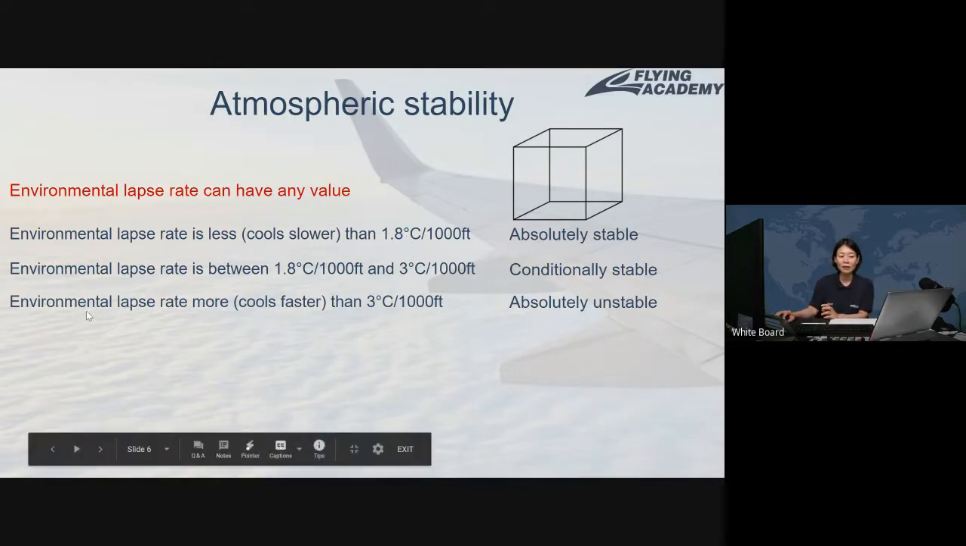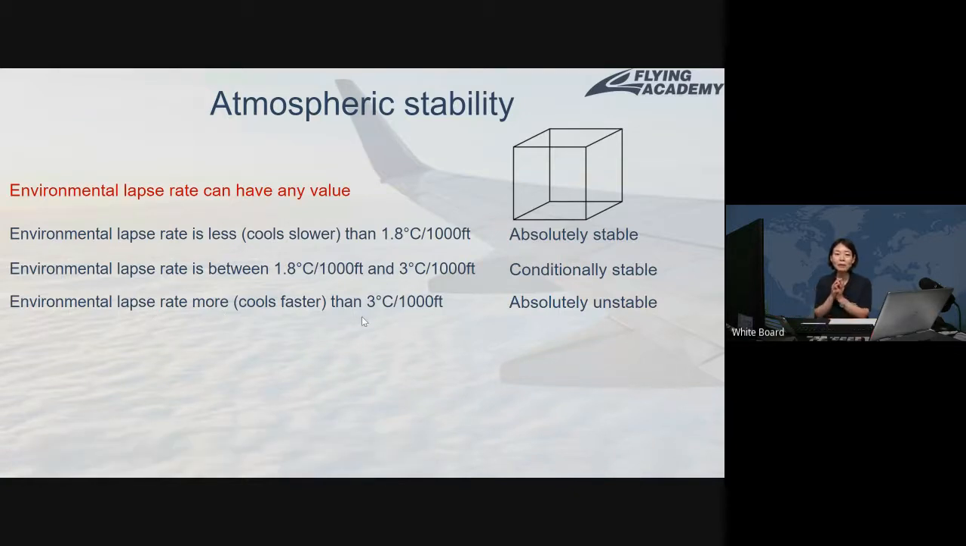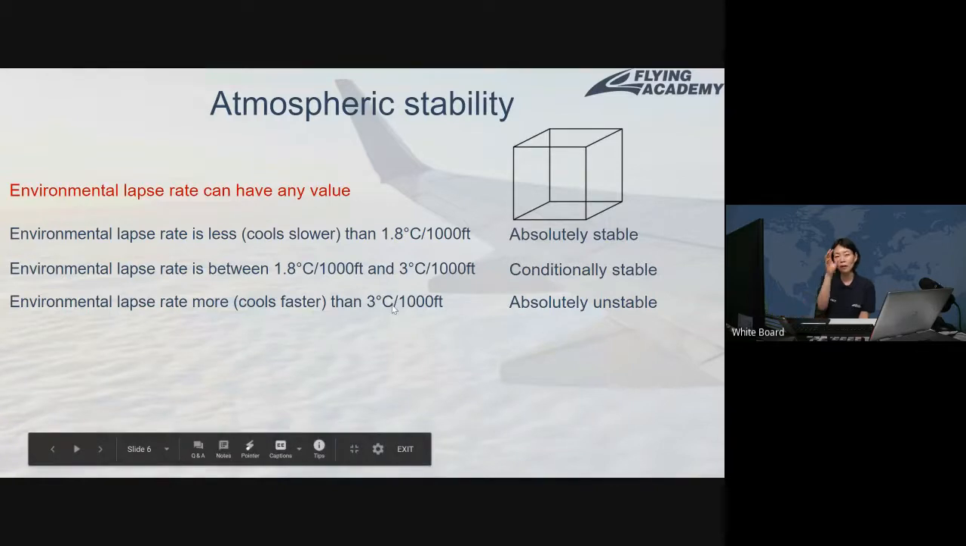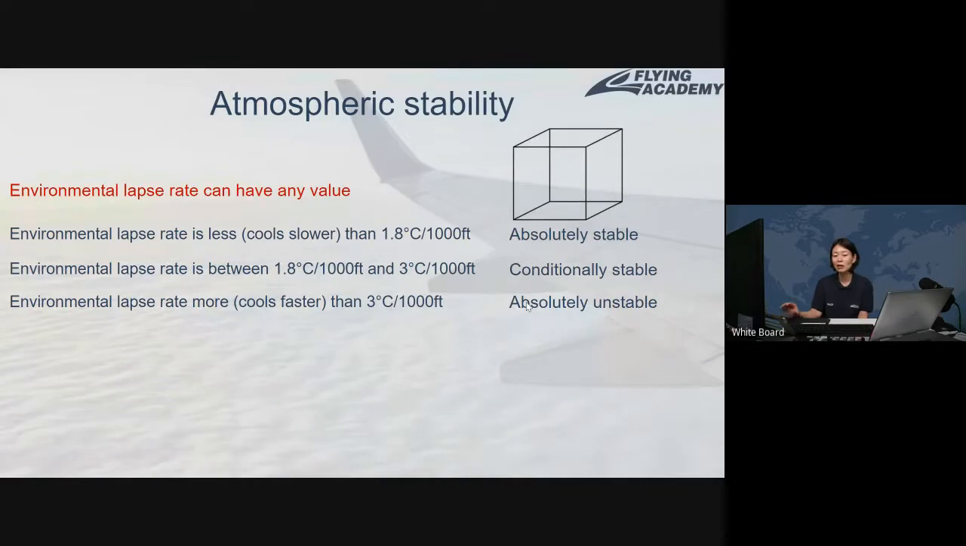If the environmental lapse rate is 3 degrees Celsius more than that, the air parcel is still warm and warm, even compared to the outside temperature. So it keeps going up, up, up. It is absolutely unstable. If it is in between, it goes up, and then at a certain point it comes down again. So that's why it is conditionally stable. Air parcels stop rising at the point where they become stable.